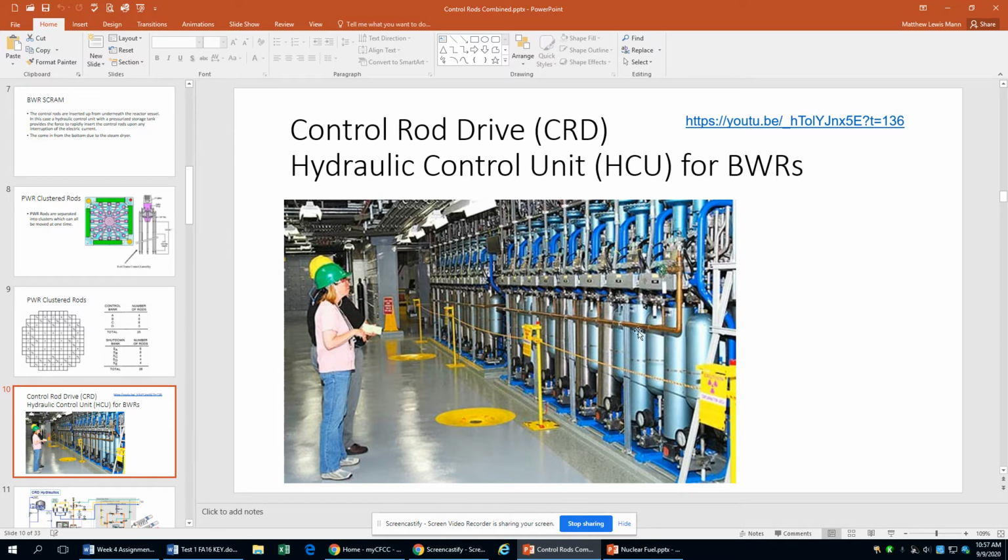You can see about 20 here, and there's 8 rows of these. So we have several rows of these hydraulic control units. You can see that they are contaminated. Right here is a contaminated rope. That's why they're standing over here kind of far away from it, right? They're keeping their dose as low as reasonably achievable.